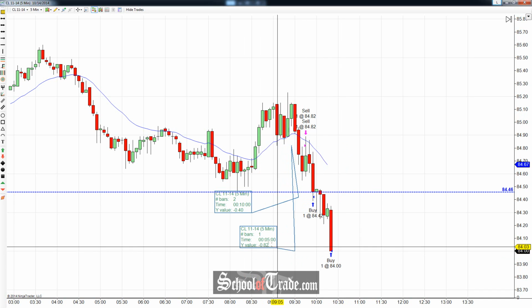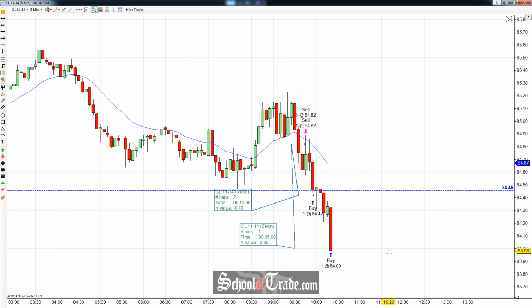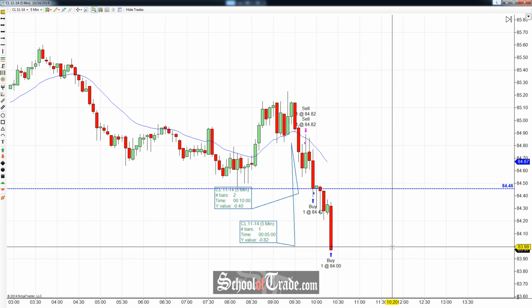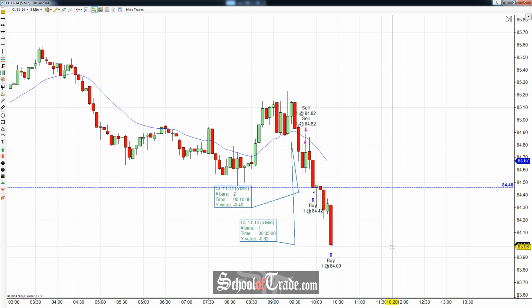But that one contract locked in 82 ticks for us, so looking at 122 ticks on the trade overall, just a beautiful trade to the downside. So spike and ledge pattern works again, it strikes again. So that's going to be the trade for today.